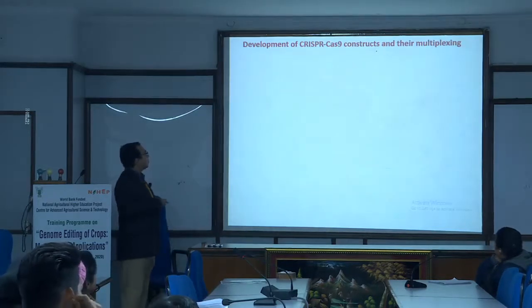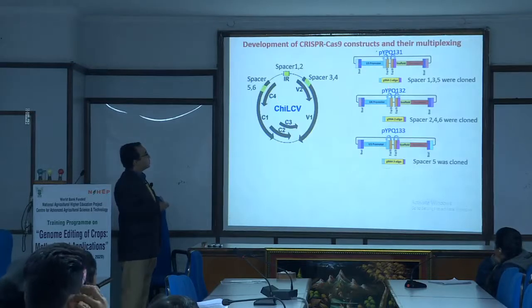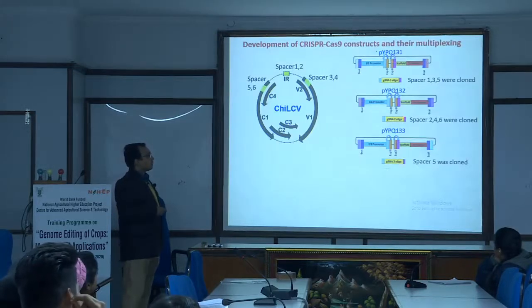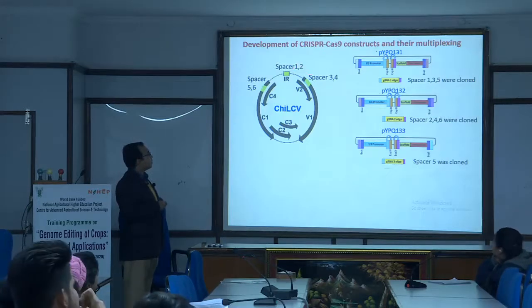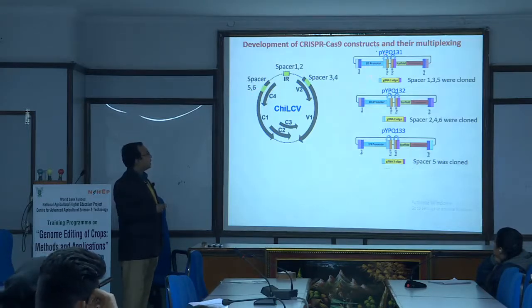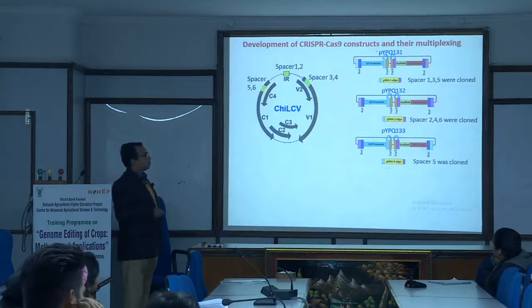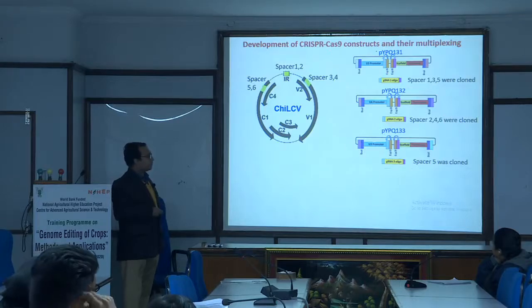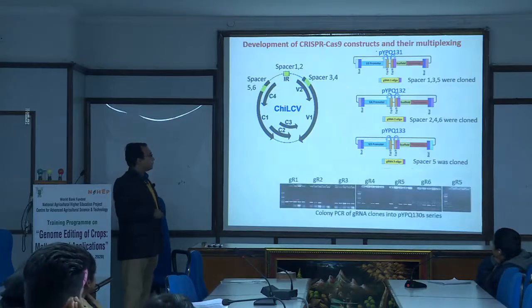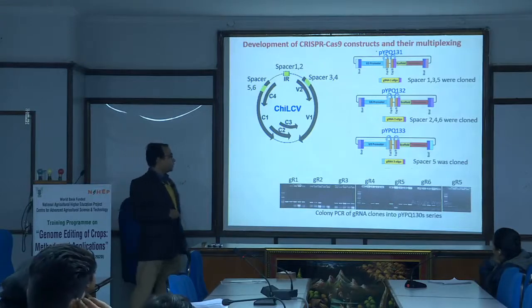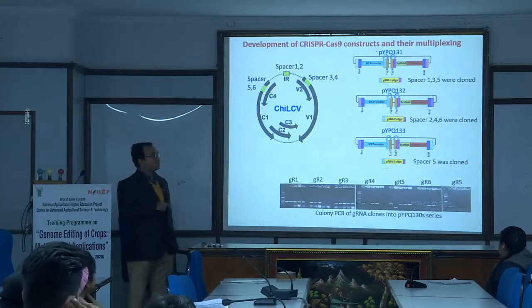Then those molecules were cloned in this 3 vector system, 131, 132, 133. Spacers 1, 3 and 5, that means one from here and one from here, were cloned in this vector under the U3 promoter. Then in the second vector we cloned the other 3, and in the third vector we cloned only spacer 5, so that we can use it for triplex making. These 2 are for duplex making, and this one is for triplex making. All this was confirmed by colony PCR, and finally we confirmed it by sequencing.